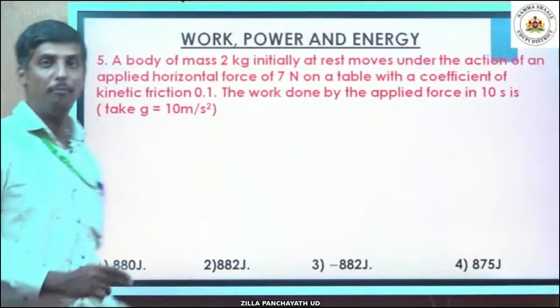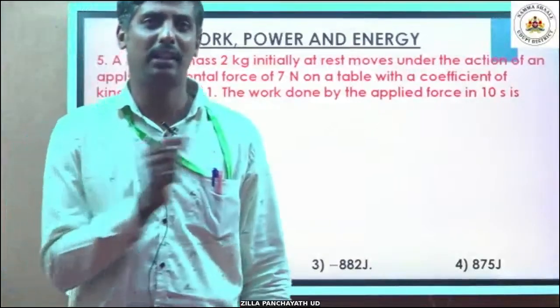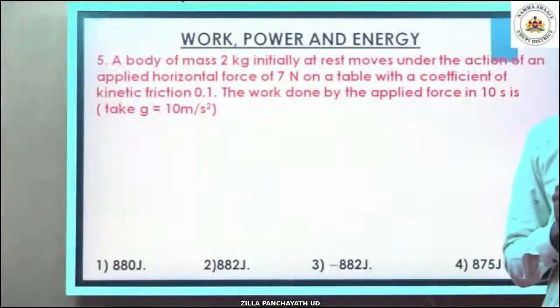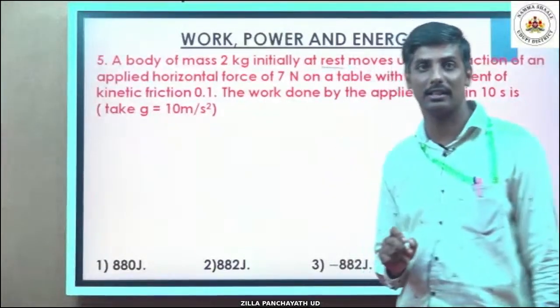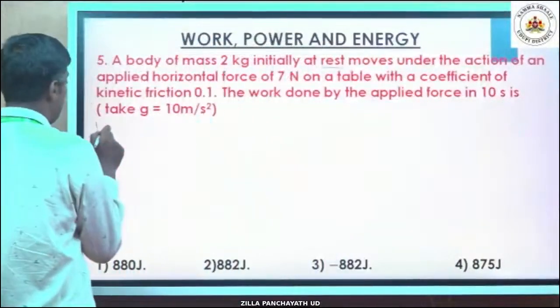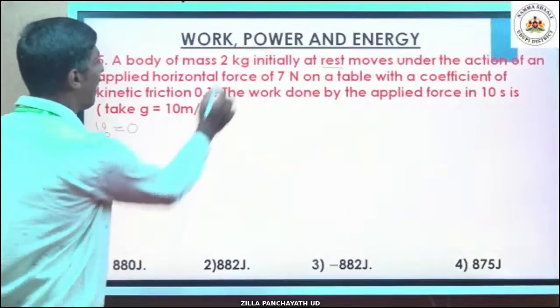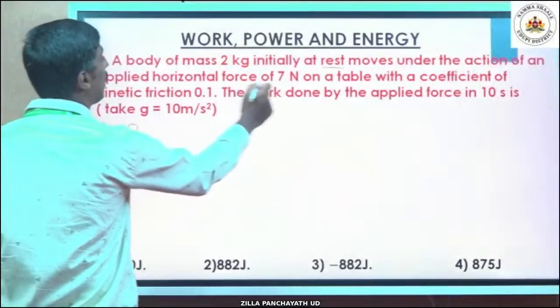A body of mass 2 kg initially at rest. Look, this is very important, children. I am saying initially at rest. When it is initially at rest, what do we do? We take the initial velocity v0 as 0. Right? Okay. So the mass has been given as 2 kg under the action of an applied horizontal force of 7 Newton.